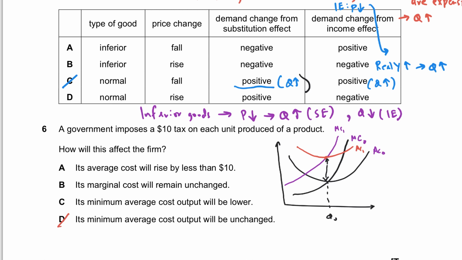Now the new minimum average cost output will be unchanged, because effectively the curves are shifting upward by the same amount. It's a parallel shift, and that's why the minimum average cost output doesn't really change, right? What will be the new profit maximizing output? And the answer is we don't know. For that we need to know the demand curve.